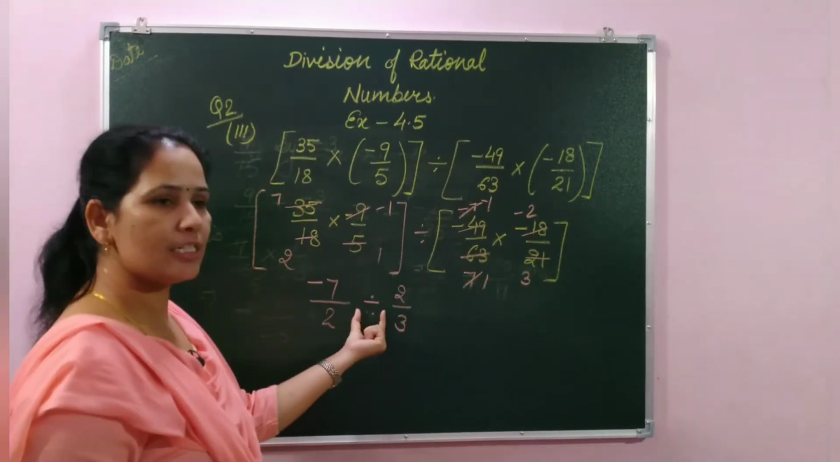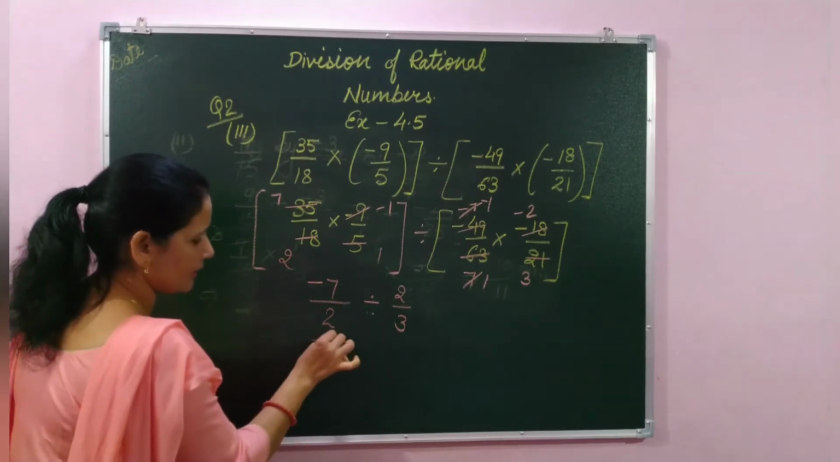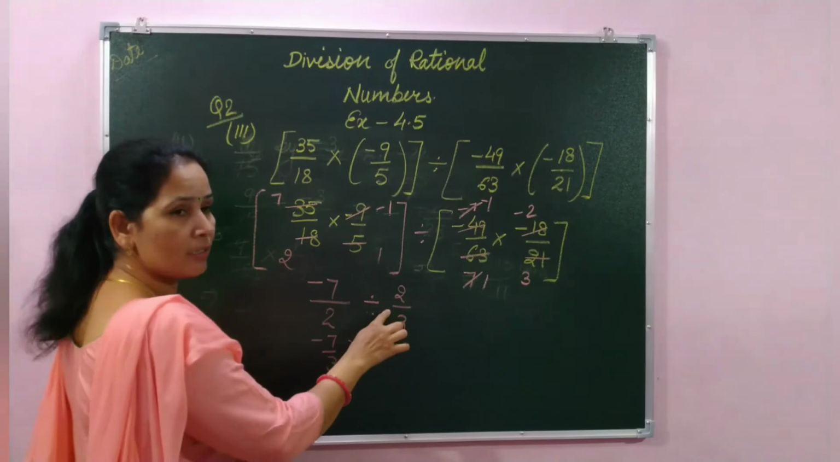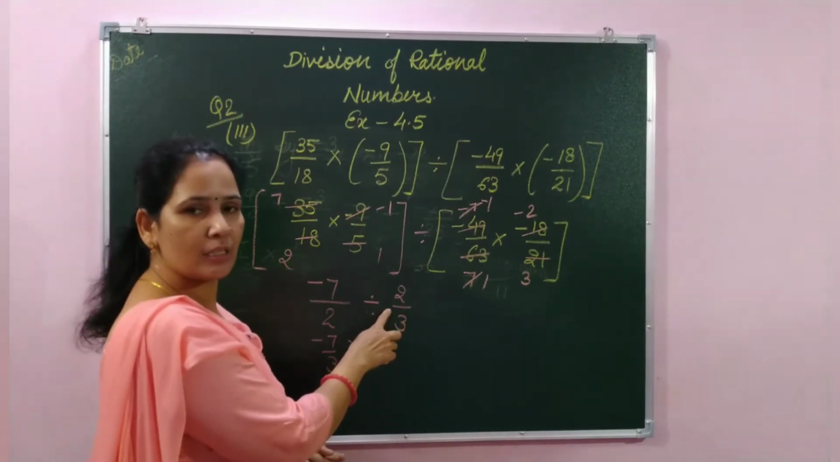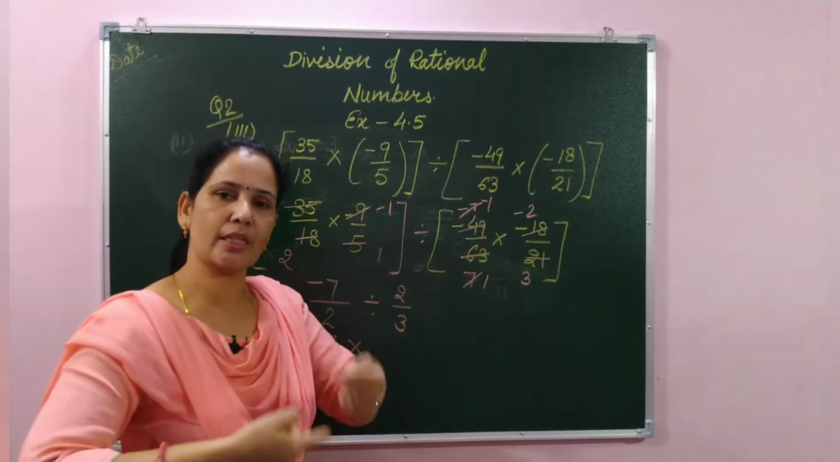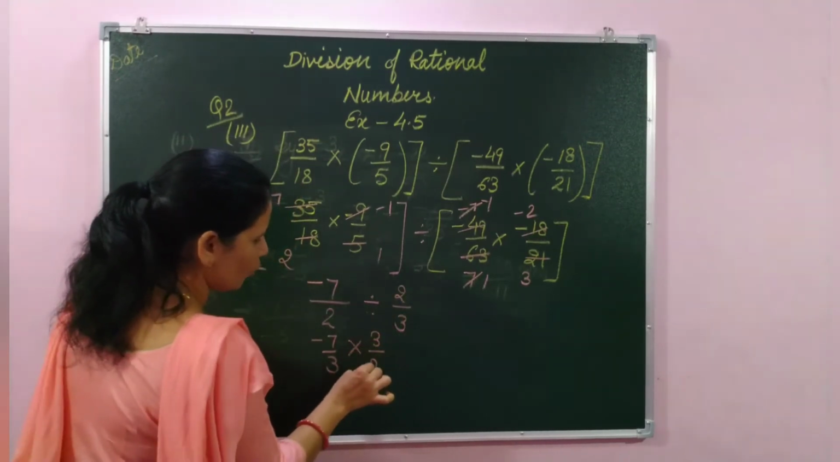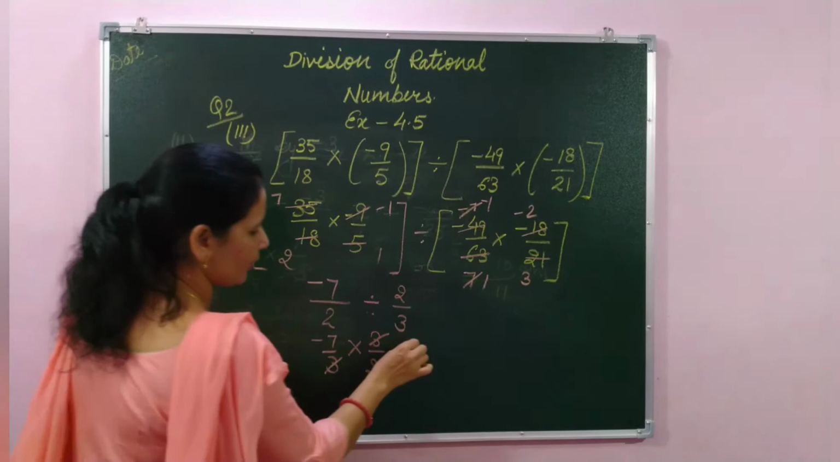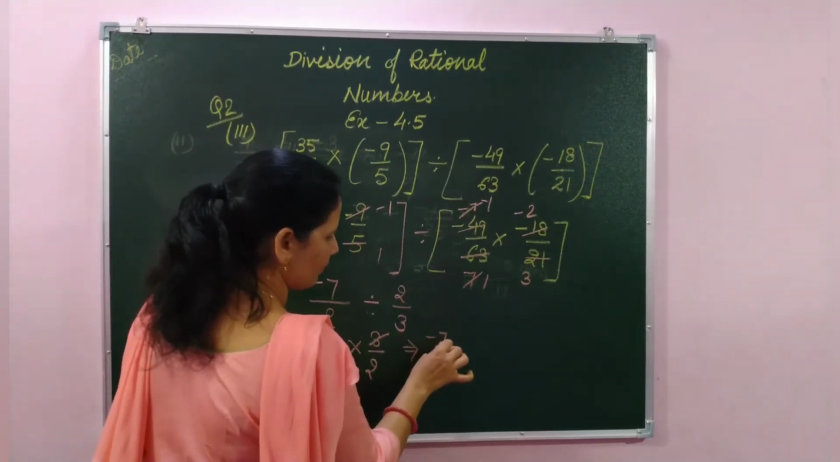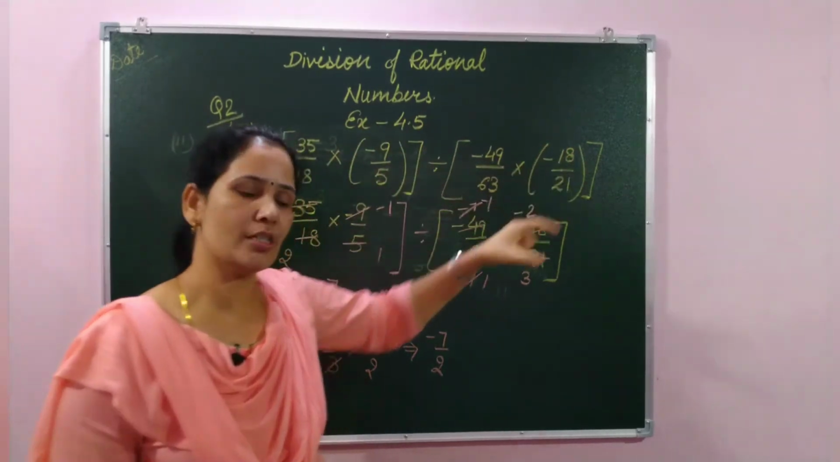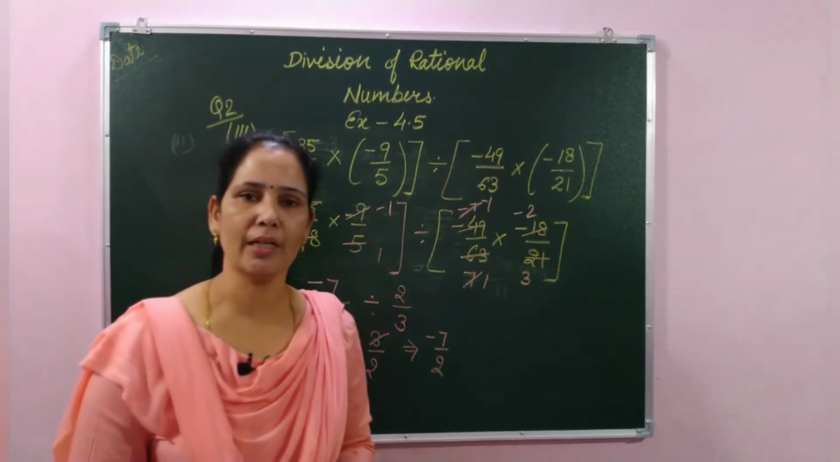Now change this divide sign into multiply. Minus 7 by 3. Then divide, change to multiply. Then whatever rational number is given just after the divide sign, we take the reciprocal of this one. So 2 by 3 means 3 by 2. And 3 cancels by 3. From here we get the answer minus 7 by 2. That is the solution of this full question. That is minus 7 by 2.